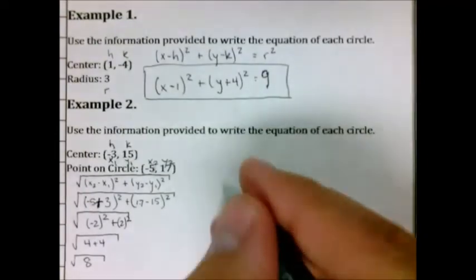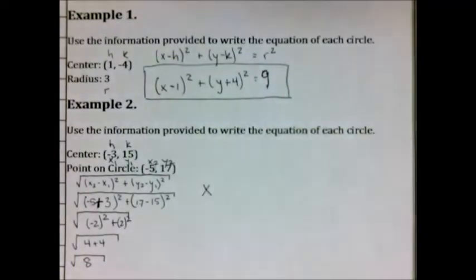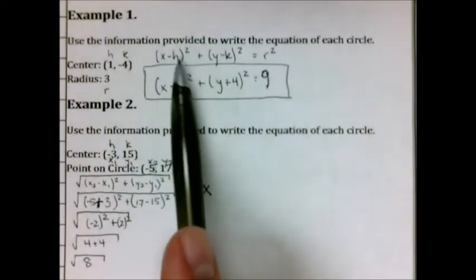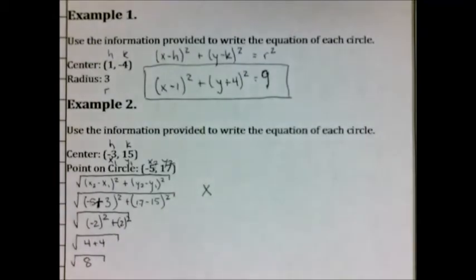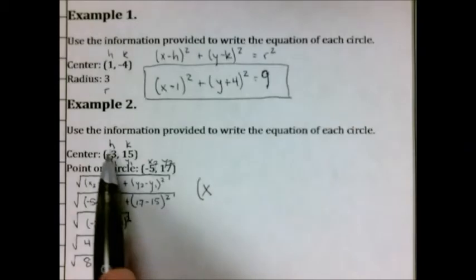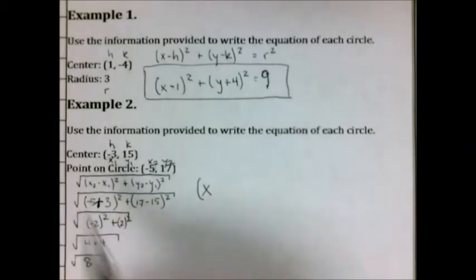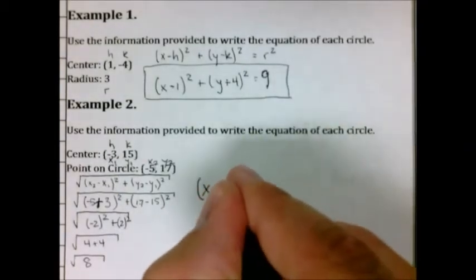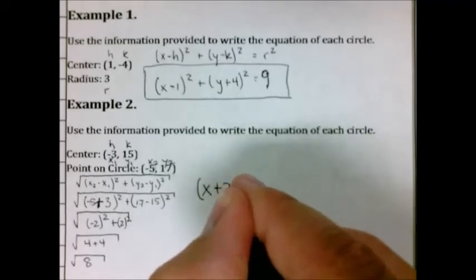So we've got x minus h. Remember x minus h, it's written up here as well. H is the first coordinate of the center, the x coordinate of the center, which is negative 3. So x minus a negative 3 means we're really just adding that. We're going to have x plus 3 squared.